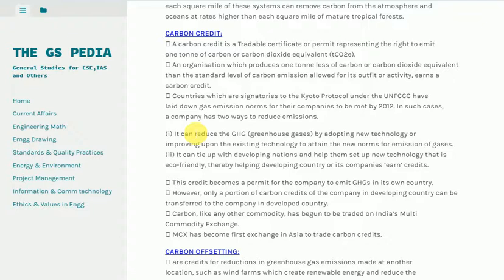However, only a portion of carbon credits of the company in a developing country can be transferred to the company in a developed country. Carbon, like any other commodity, has begun to be traded on India's Multi Commodity Exchange. MCX has become the first exchange in Asia to trade carbon credits. Carbon offsetting.